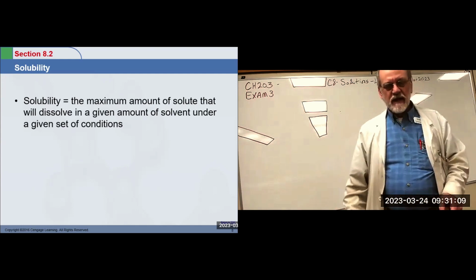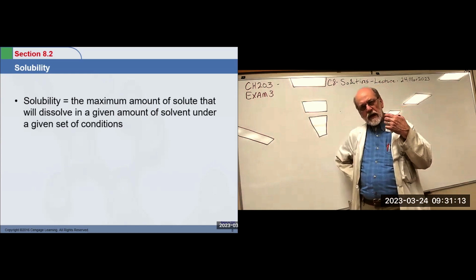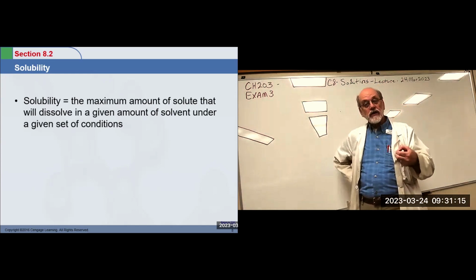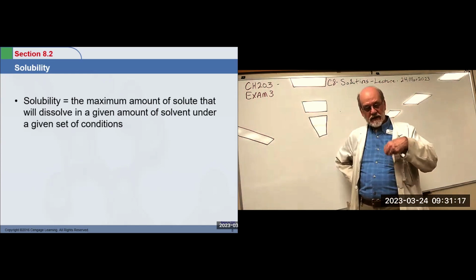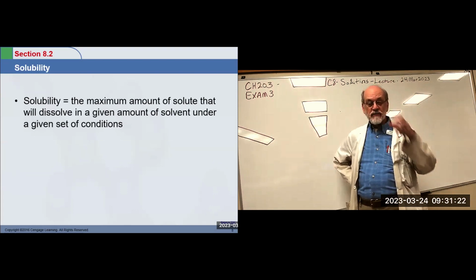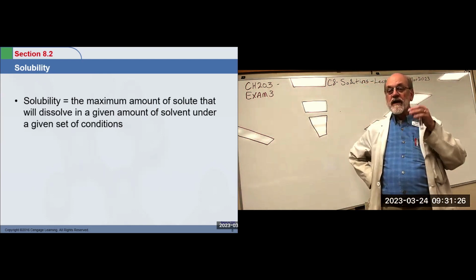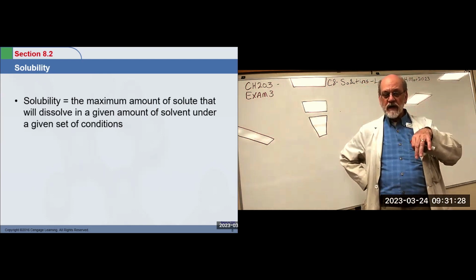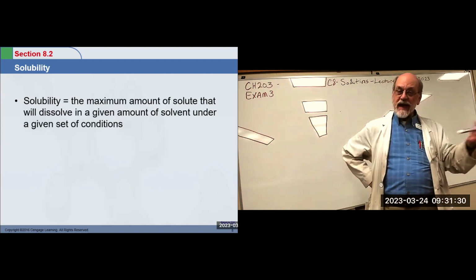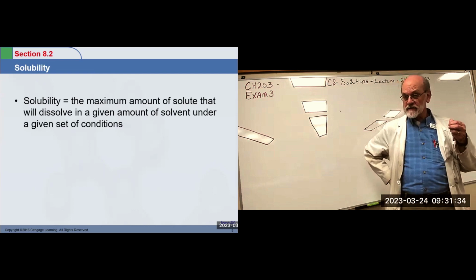All right. So I mentioned earlier that there's a limit to how much solute can be dissolved in the solvent. That term is called solubility. The solubility is an expression of the maximum amount of solute that will dissolve in a given amount of solvent under a given set of conditions.